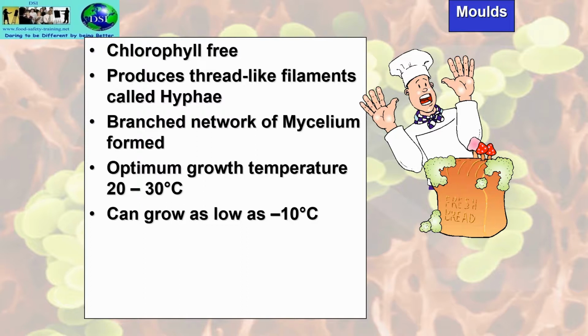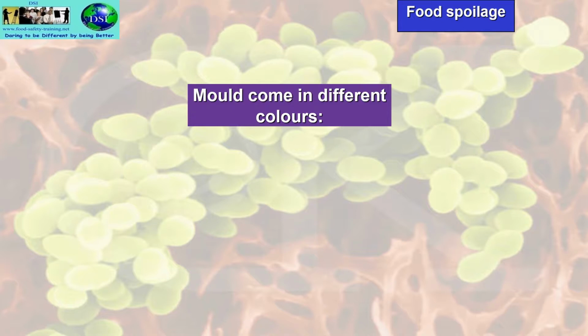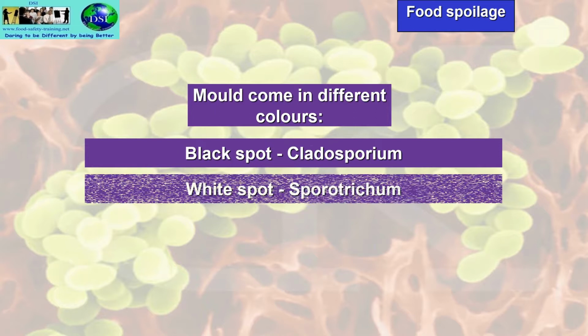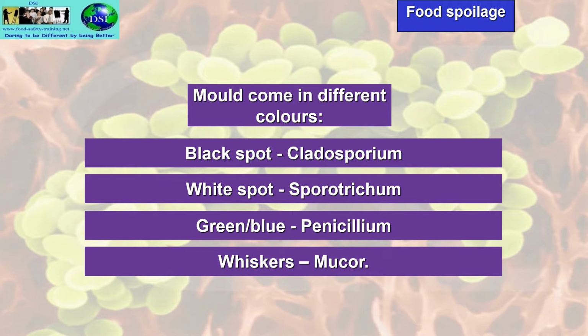You've probably seen examples of this if you keep cream or yogurt or any other liquid for too long in a fridge, which might be quite cold. You will see mold growth in there after a period of time. It's aerobic, so you'll see it on the surface of the food product. High humidities and temperature fluctuation actually assist growth. So mold comes in different colours. You've got black spot, which is cladosporium. You've got white spot, which is sporotrichum. And you've got green and blue, which is the more common mold that we see on food, penicillium. And you've got whiskers, which is called mucor.